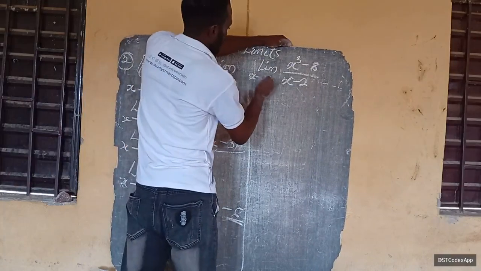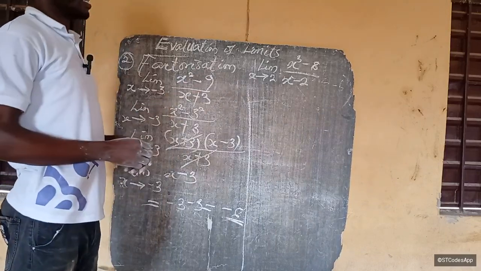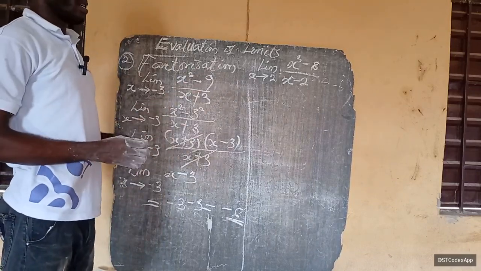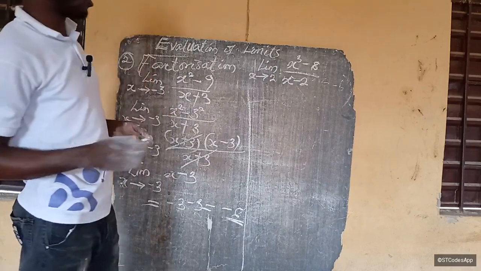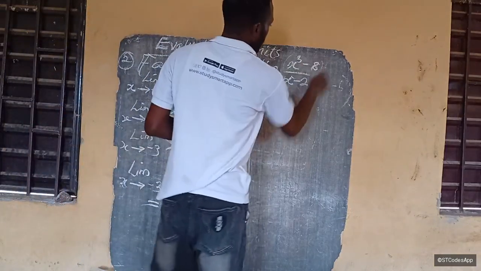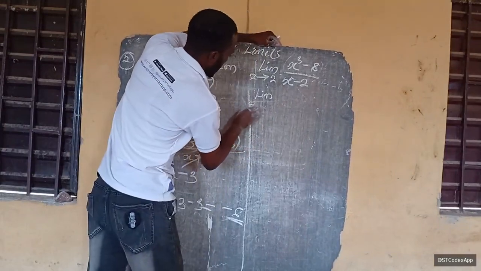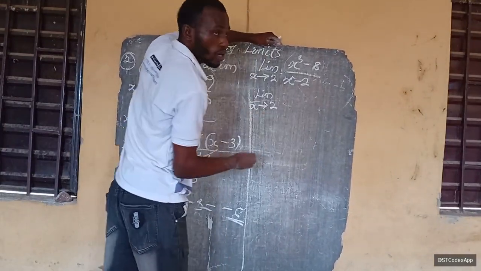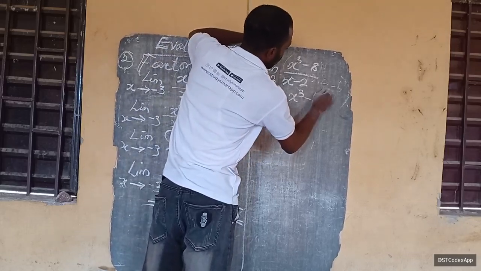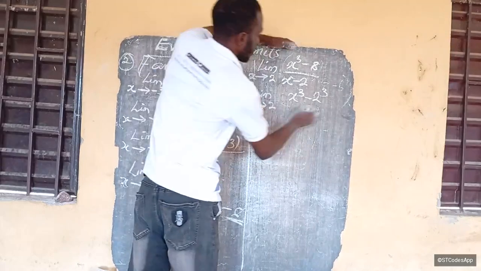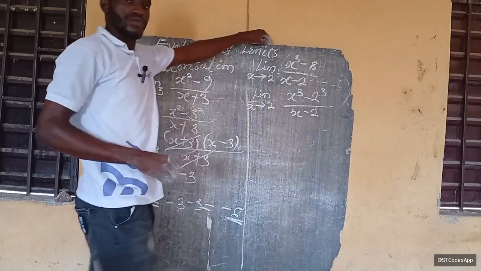As x approaches 2, how do you take these limits? The first thing you want to do is re-express this. This becomes the limit as x approaches 2 of x cubed minus 2 cubed, all over x minus 2.